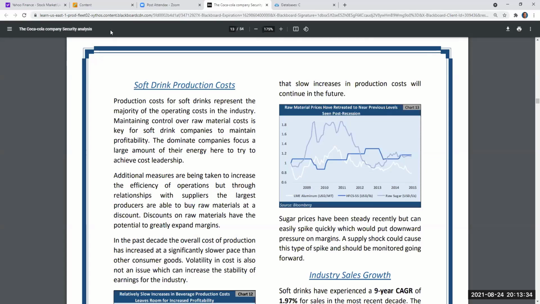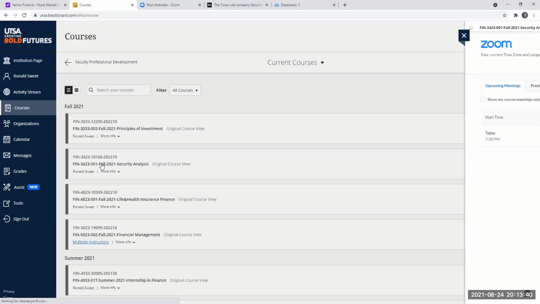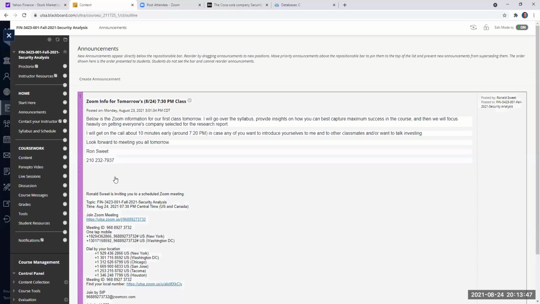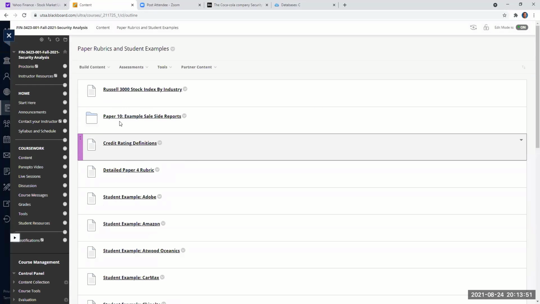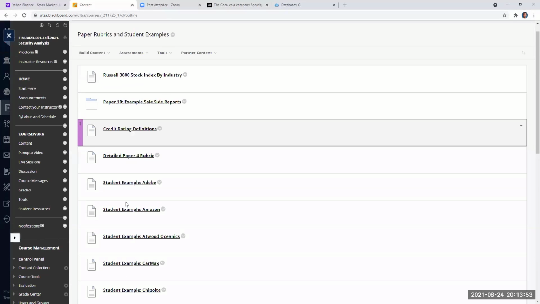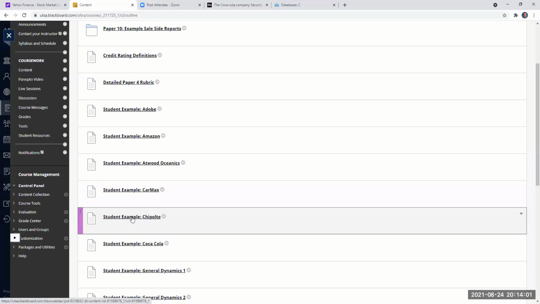All right. So if you go out on Blackboard, under content, you will see rubrics and student examples. Some of these papers are better than others, but some of them have something really impressive. Like the Chipotle paper, Matthew wrote that paper probably a decade ago, so it's really out of date. And Chipotle is a great company.